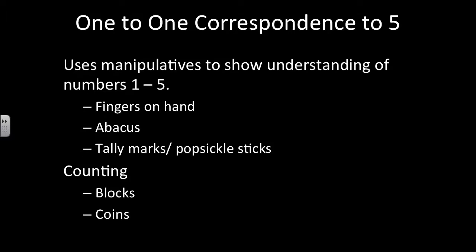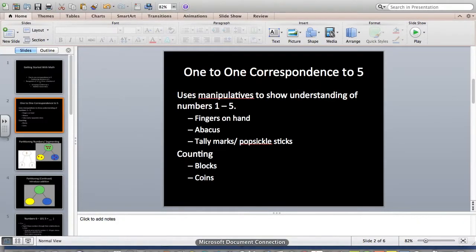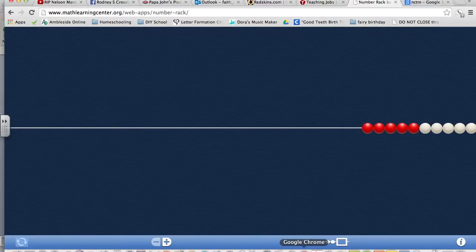I would encourage my child to use her left hand when we're dealing with numbers 5 and less. And then it's just a matter of showing the numbers, showing 3 fingers for 3, 2 fingers for 2, and so on and so forth. The next tool I would use would be the abacus.